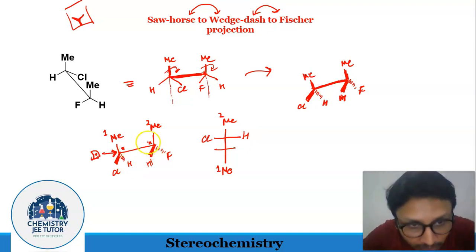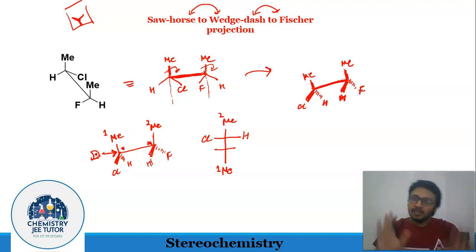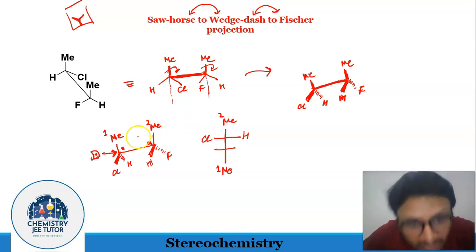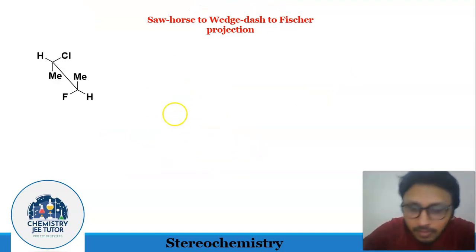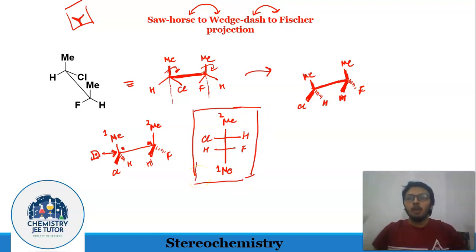Again, let us go at this intersection. Again, both the substituents are on the right hand side. Simple. Again, right hand side above the plane goes to the left hand side in a Fischer projection. What is right hand side above the plane? Hydrogen. It goes to the left hand side in the Fischer projection. The fluorine comes here. This is your final Fischer projection. So you understood how to convert a sawhorse to wedge dash and then a wedge dash to Fischer.